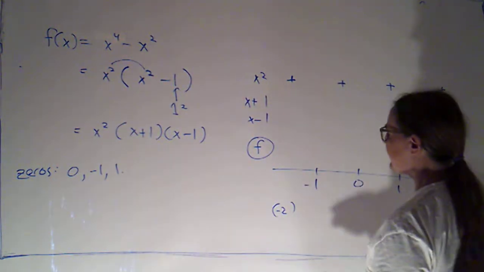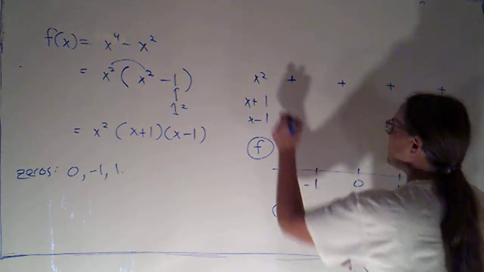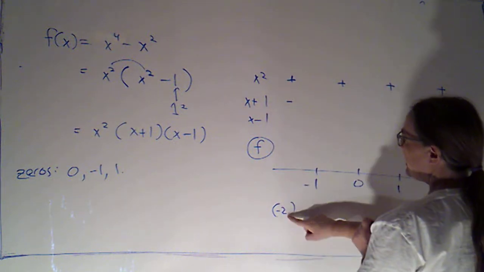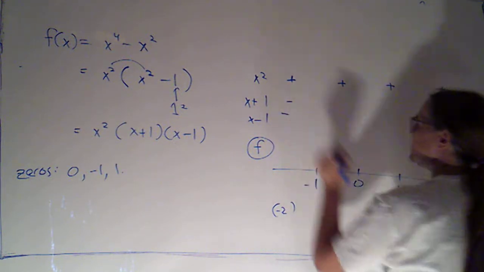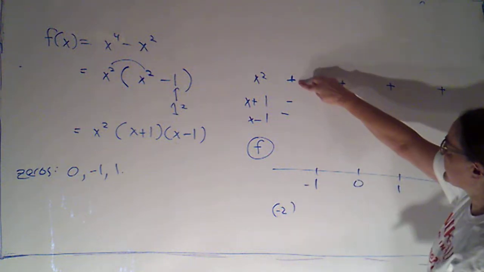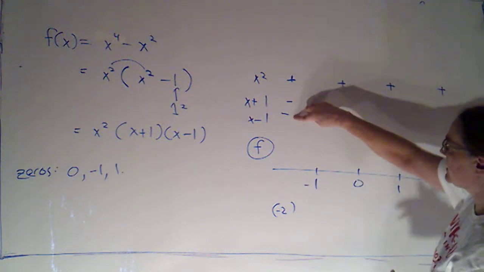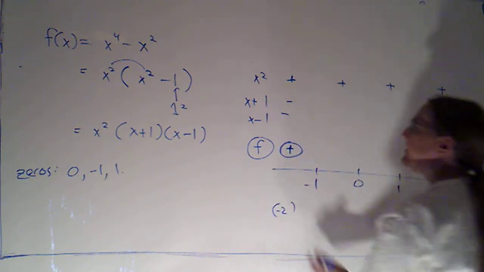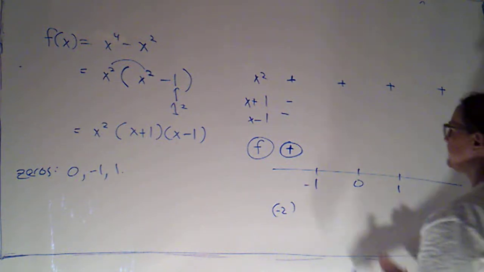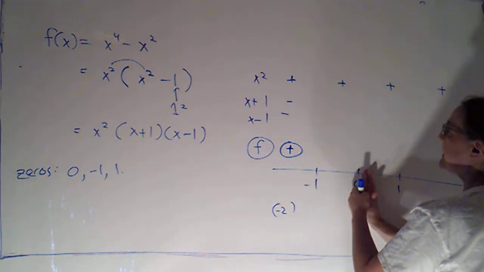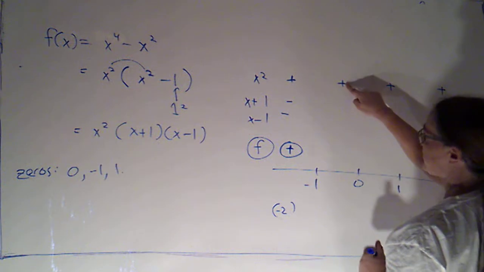But x plus 1 I need to check. Negative 2 plus 1 would be negative. Negative 2 minus 1 would also be negative. So here I've got a positive times 2 negatives. That's going to make f positive. Between negative 1 and 0, this is positive.